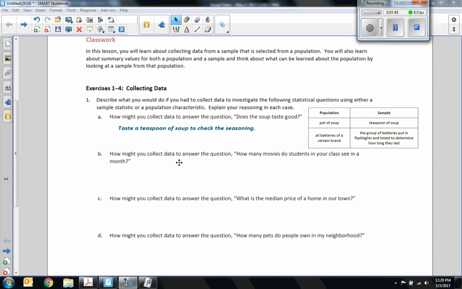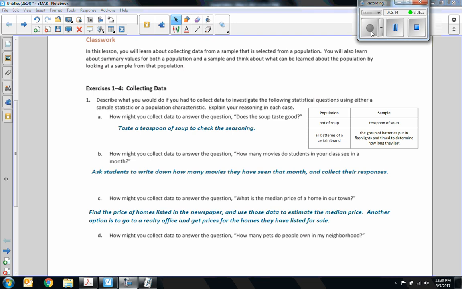Then it says, how might you collect data to answer this question? How many movies do students in your class see in a month? And we might answer, so we could ask students to write down how many movies they have seen that month and collect their responses. C, how might you collect data to answer this question? What is the median price of a home in our town?